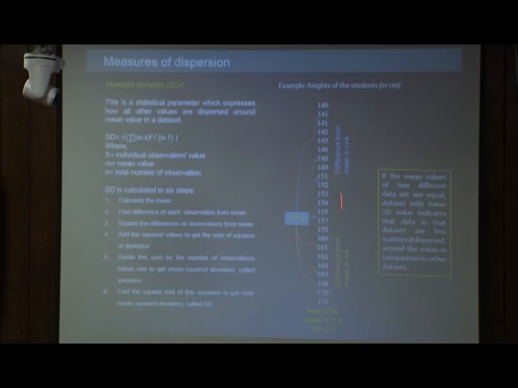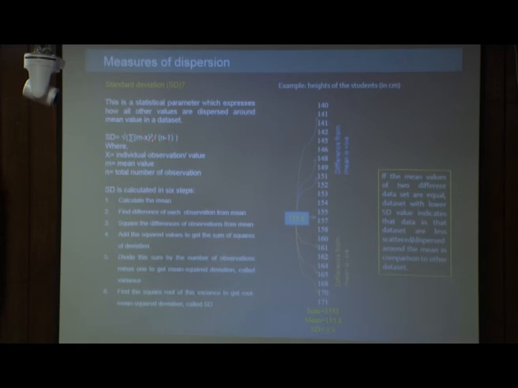But that is for sample data. If it is population data or a very big data set, where the sample size is very high, then instead of n minus 1 we can use n. Anyway, here, as this is a small sample, we are using n minus 1.